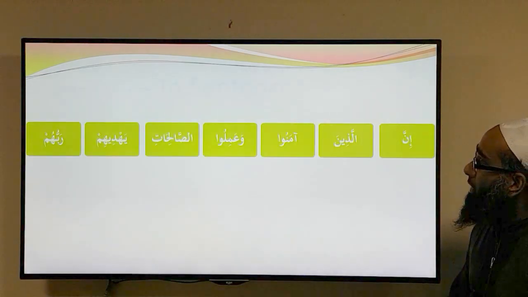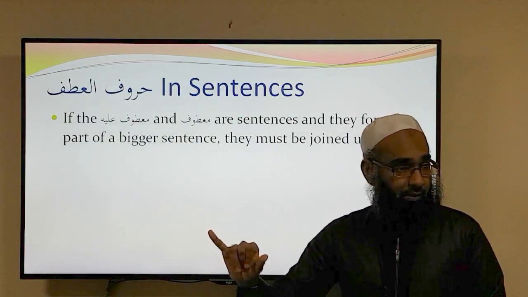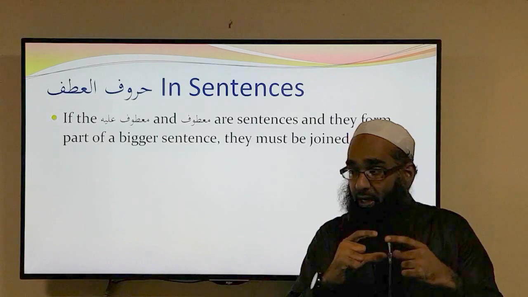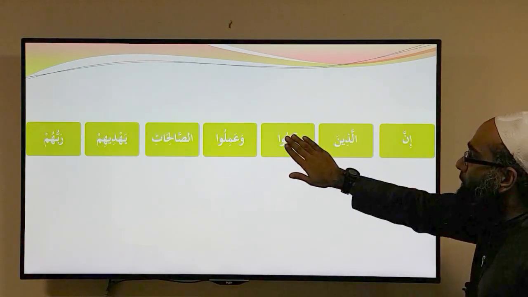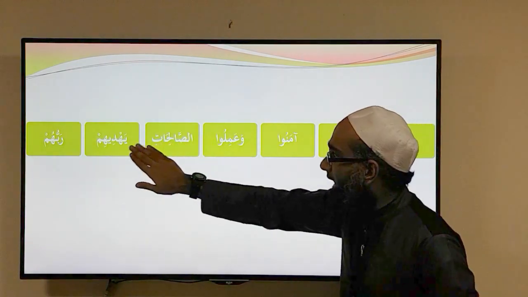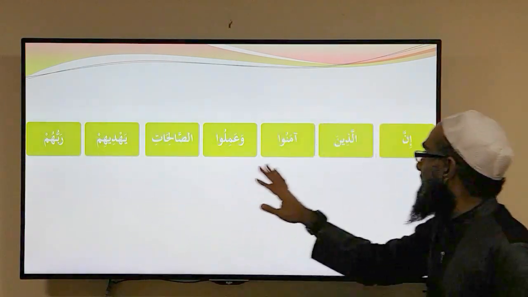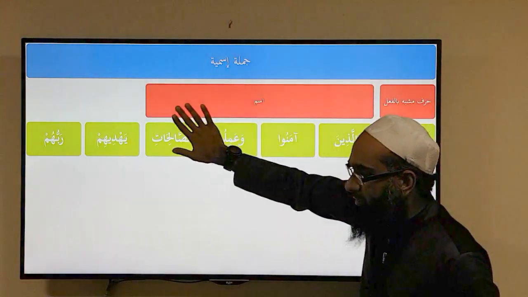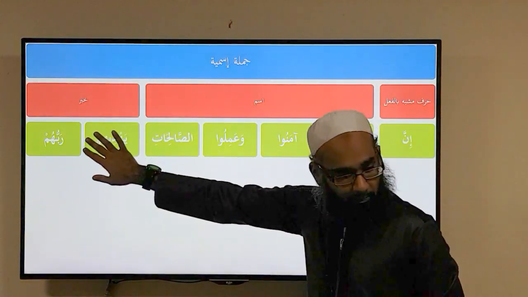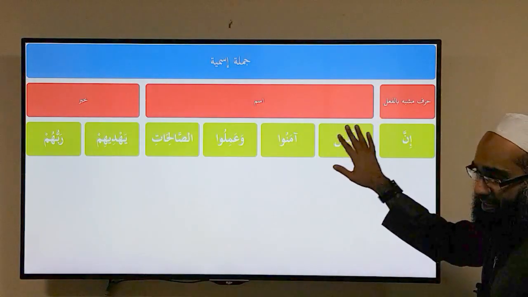And how do you do this? You join them together, only if they join to become part of the main sentence. What does that mean? Give an example. إِنَّ الَّذِينَ آمَنُوا وَعَمِلُوا الصَّالِحَاتِ يَهْدِيهِمْ رَبُّهُمْ. So inna is harf mushabbah bil fi'l, harf mushabbah bil jumla ismiya. This is the ism, this is the khabar. Okay? Fine? So you got the main part of the sentence.